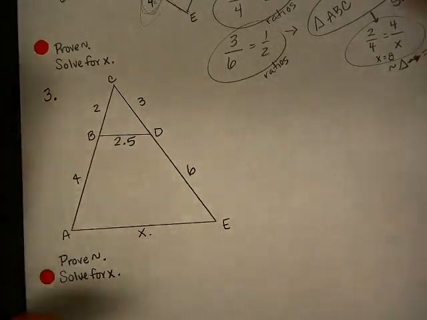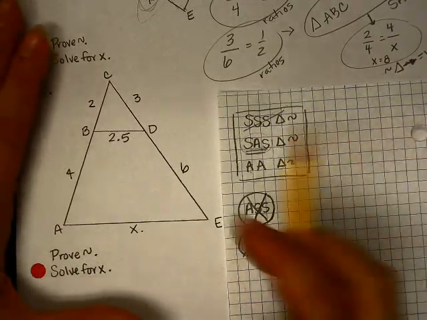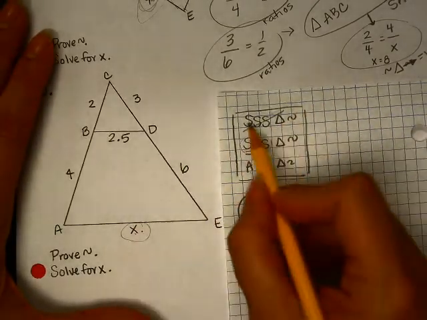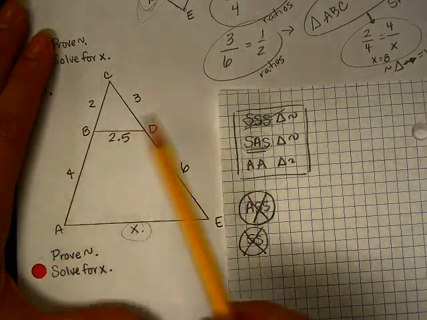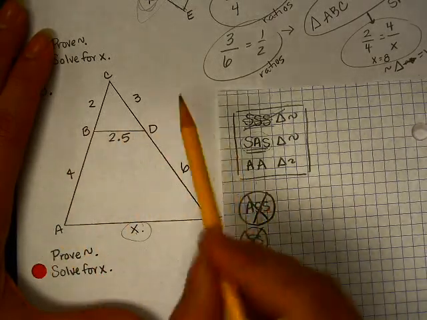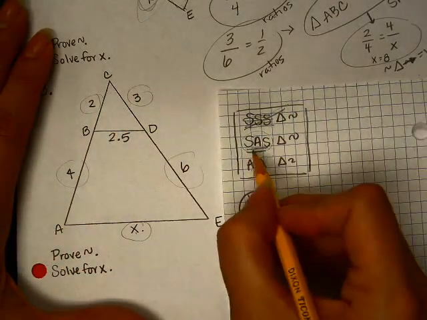Right, let's look at number 3. We again need to try to figure out what method to use. I am missing this side here, so SSS is out. I don't have any markings of angles here, so I'm probably out on AA. I say that because I do have plenty of markings for sides, so it's probably SAS.